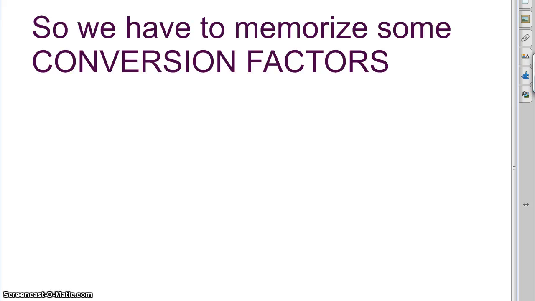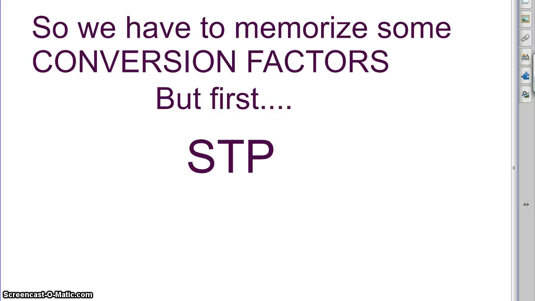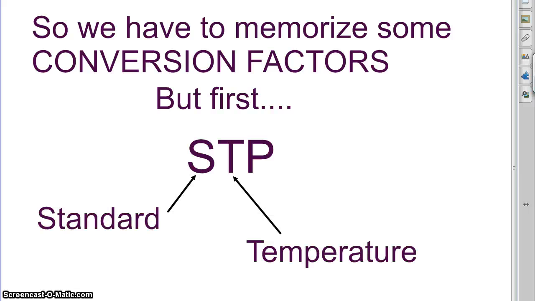So we have to memorize some conversion factors. There's lots and lots of conversion factors. But first we have to understand something about STP. STP, really important. 90% of the problems that you do in this chapter will say something about STP, so we need to know what that is. S stands for standard. The big T stands for temperature, and the P stands for pressure. So STP stands for standard temperature and pressure.